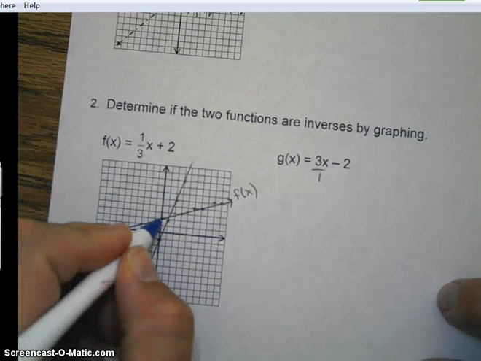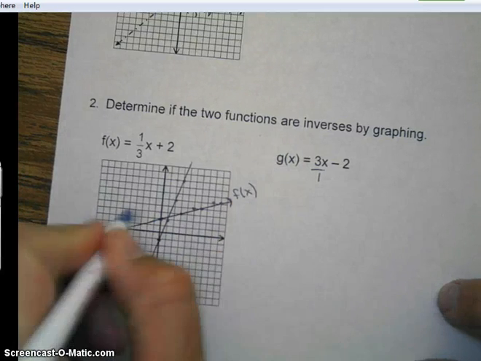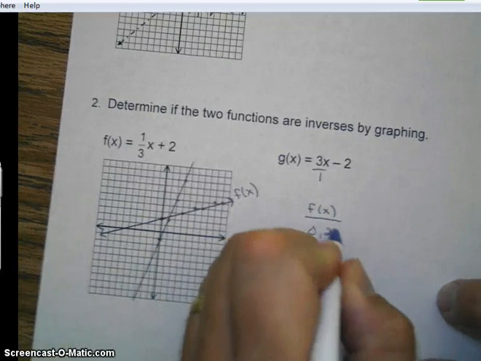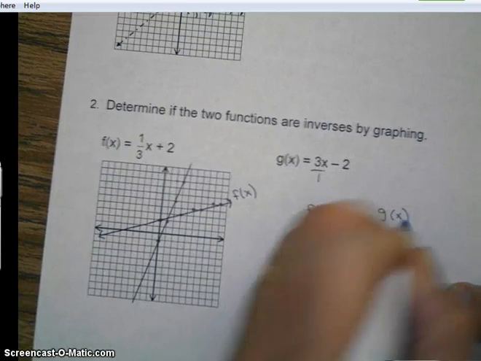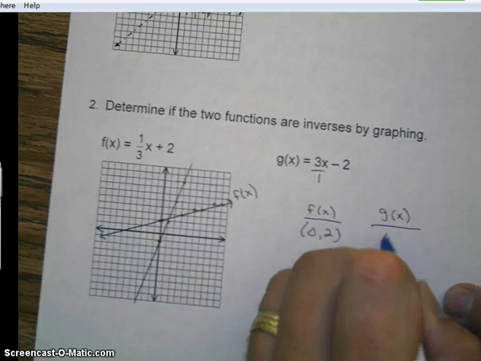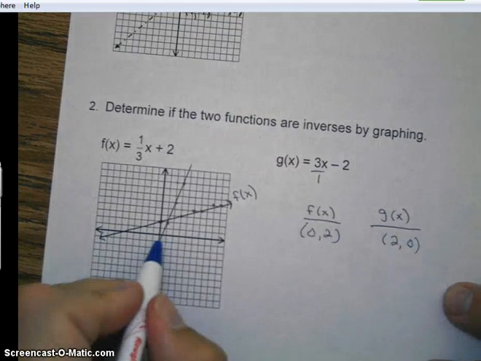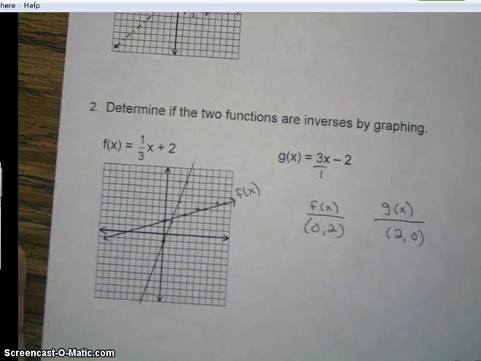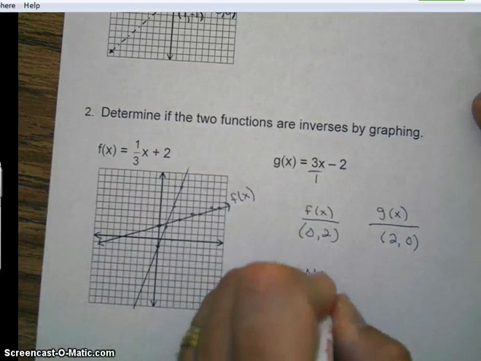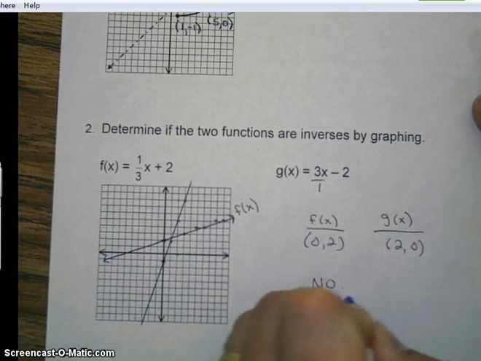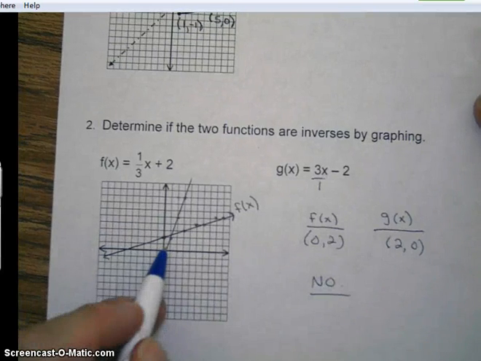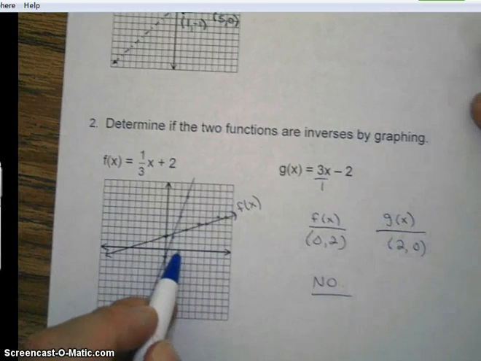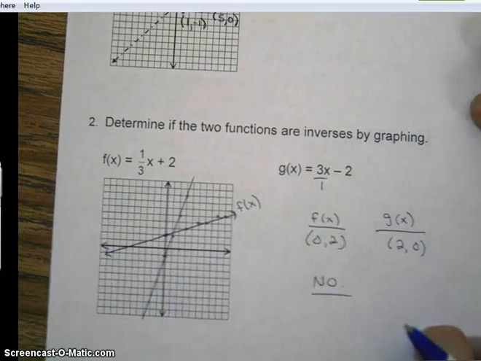The first point here is 0, 2. I'm going to write it over here. So f of x has a point 0, 2. So g of x should have a point 2, 0. Is that true? No. Done. Not inverses. Because the inverse of 0, 2 is 2, 0, and if you go to 2, 0, there's no graph there. They have to match. Okay?